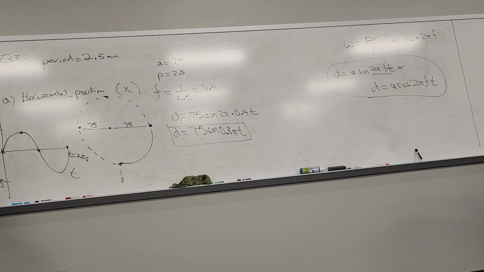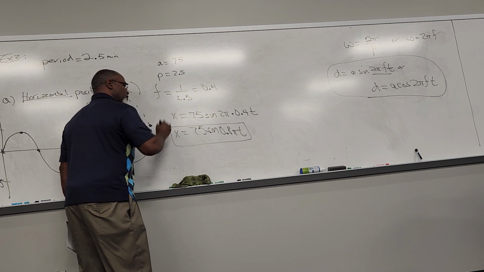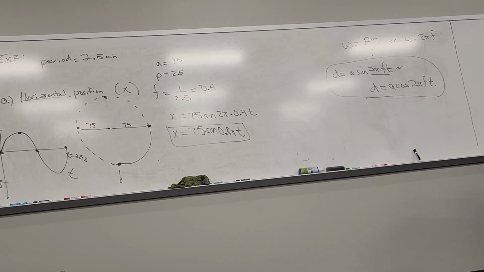And I should say X. This is X only. This is modeling the horizontal position, X. All right? This is a model for the horizontal position X only. Okay? Hopefully that graph makes sense. Okay? We can clearly see that that graph represents a sine function. It looks just like a sine function, and hence I'll use the sine version versus the cosine function.